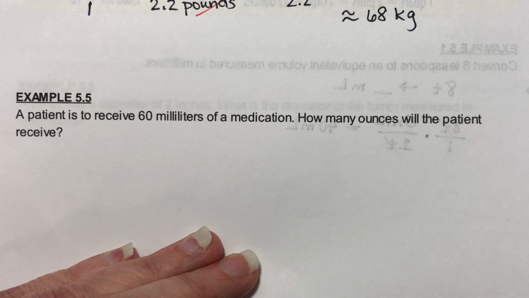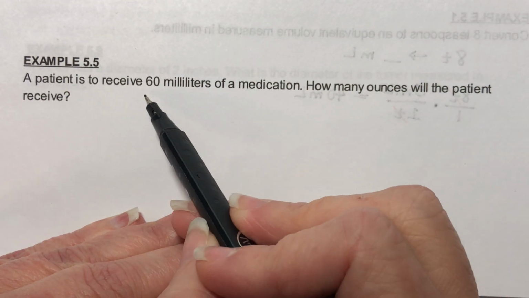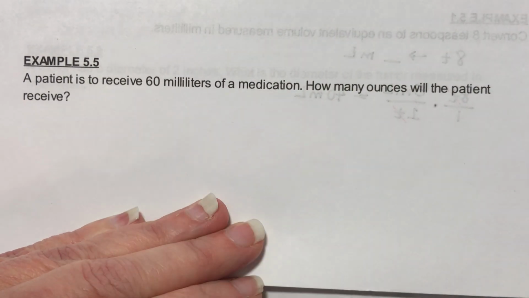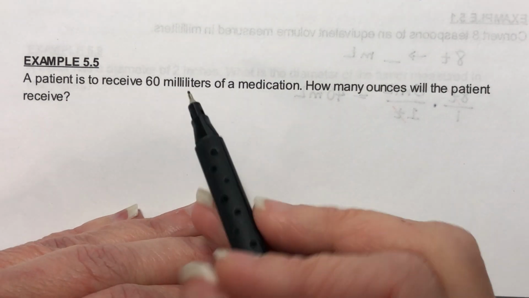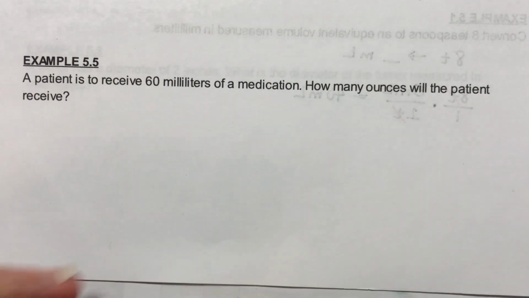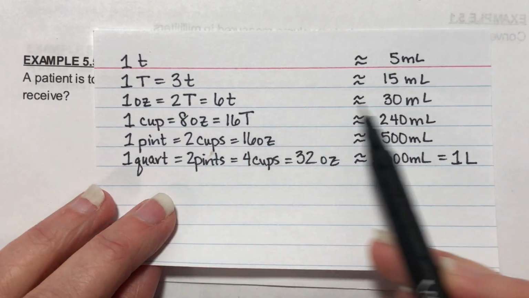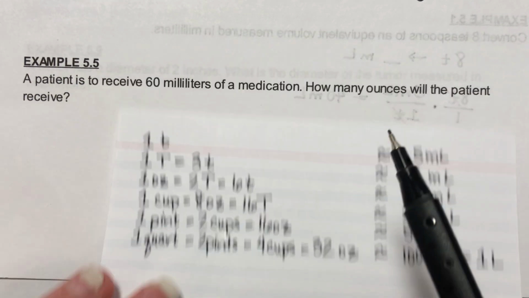This is Chapter 5, Part 2. A patient is to receive 60 milliliters of medication. How many ounces will the patient receive? Okay, so I need a relationship between milliliters and ounces. So 1 ounce is 30 milliliters. So that's what we're going to use, ounces to milliliters right here.